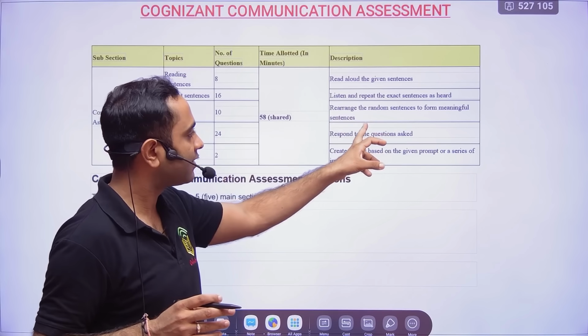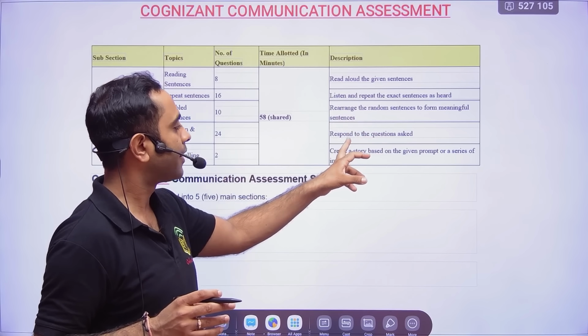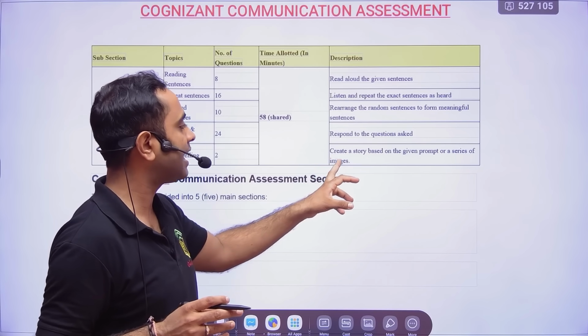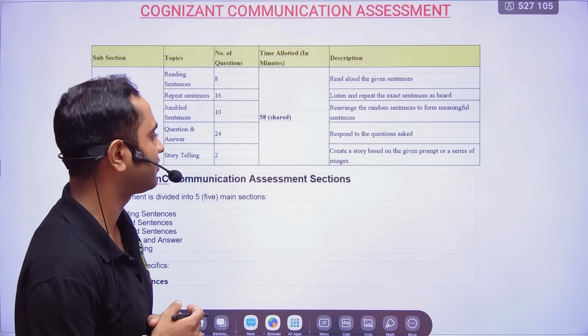Rearrange the random sentences to form meaningful sentences. Respond to the questions asked. Create a story based on the given prompt or a series of images.